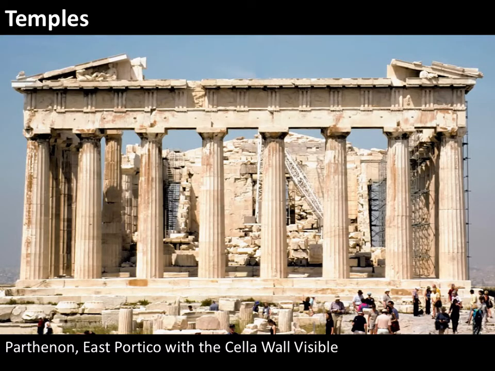Here's looking at it in real life. This is the east end with one of those solid walls. The cella is that interior room inside the temple. You can see the beginning of the pediment there. We've lost the very tippy top of the triangle, but you have the pediment. And look at that. This is a temple to Athena, and they used Doric columns.